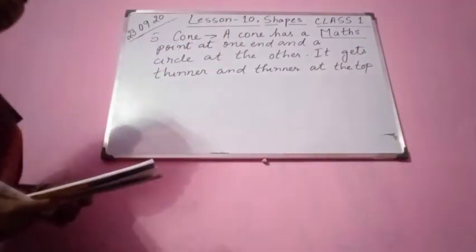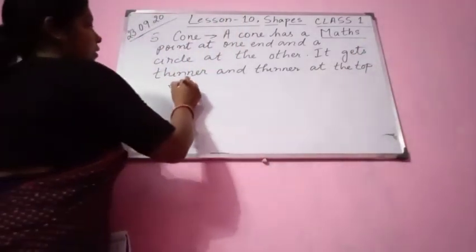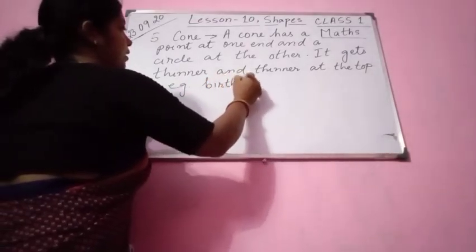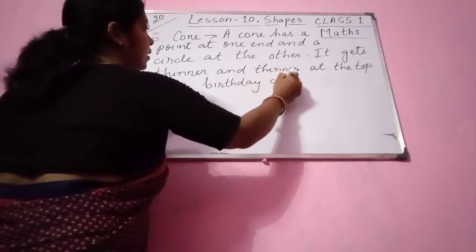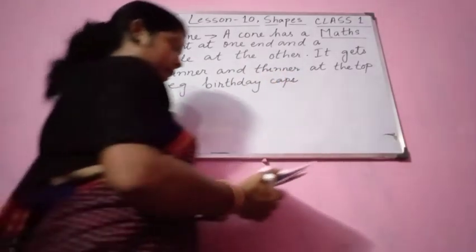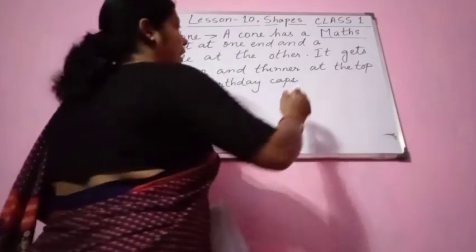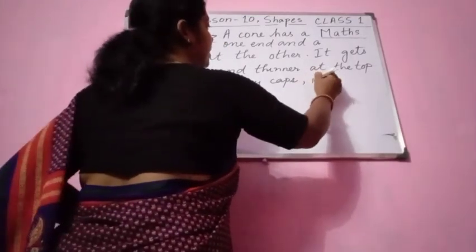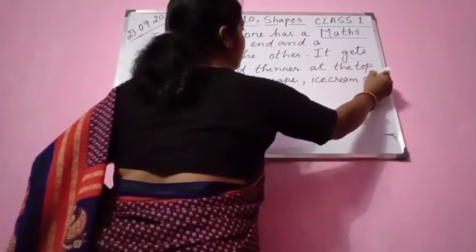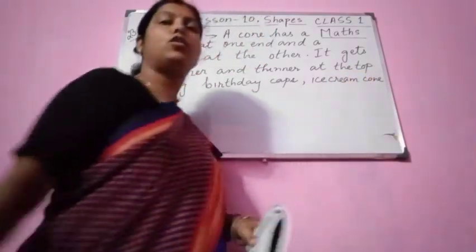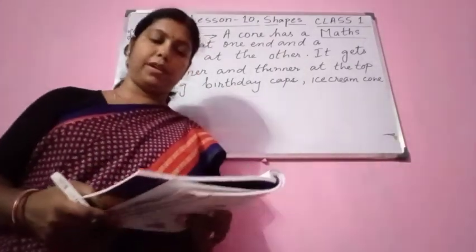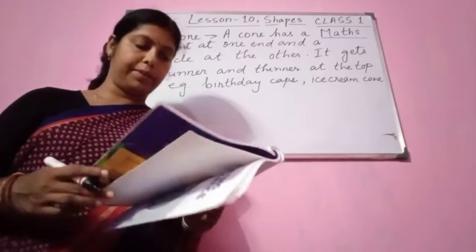Okay, example you can write down birthday caps. Then you can write down carrot, then ice cream cone also you can write down. Okay, so these are all examples. Even a carrot can be also an example. Okay, so all these are examples.